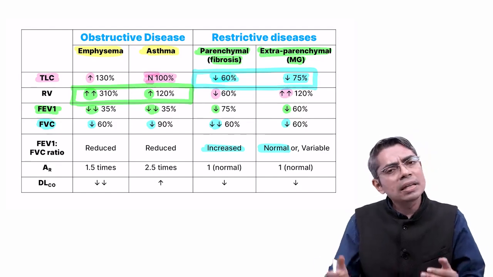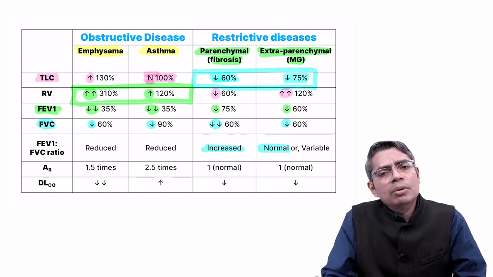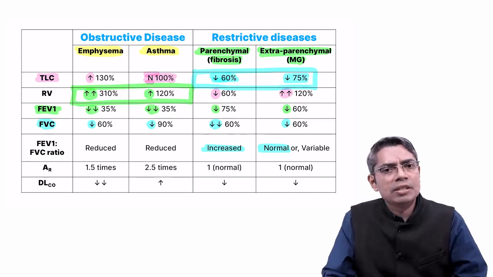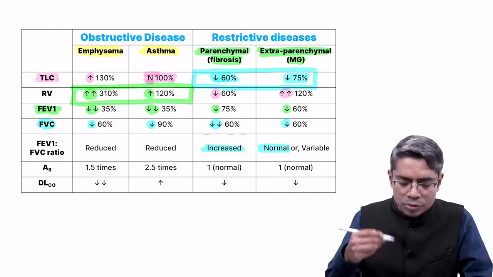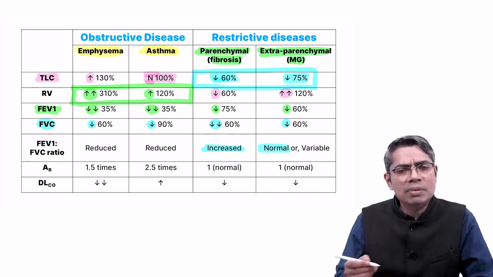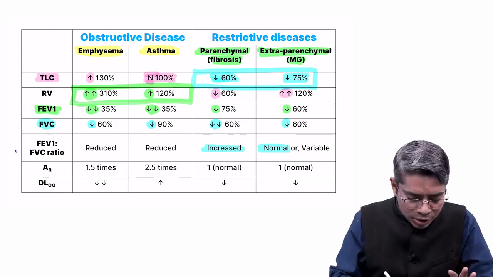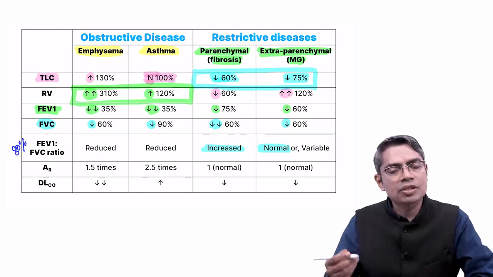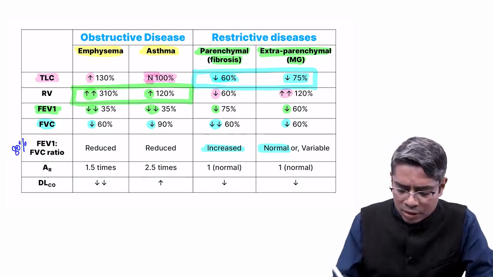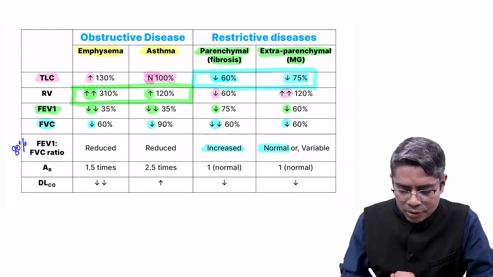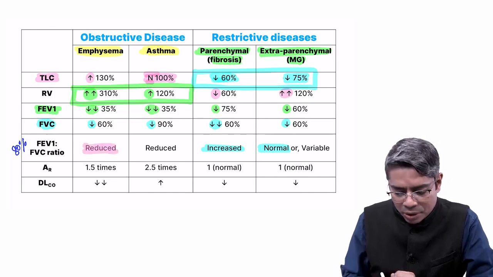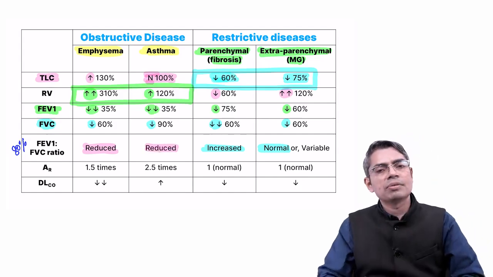If it is normal, it may still be restrictive disease, but you have to look at the other parameters to decide whether it is restrictive disease or not. But if the ratio is reduced to a very low level, 35%, 40%, what is it normally? I told you the FEV1/FVC ratio is normally 80%. So, if this ratio is reduced to 30% or 40%, then you are absolutely sure that you are dealing with a case of obstructive disease. The ratio will be reduced to a very low level.